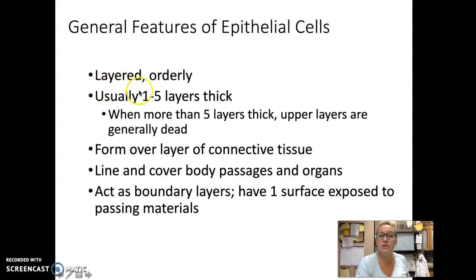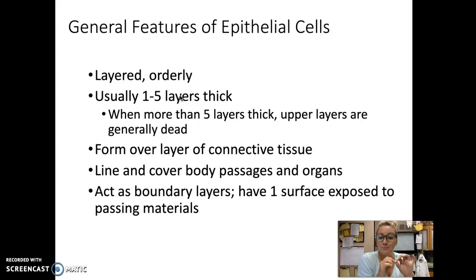General features. They are usually 1 to 5 layers thick. If it gets to be more than 5 layers, then those top layers are usually dead. Everyone go like this. You see little flakes come off of your skin. It's not like you got dandruff on your arm. That's normal. Those top layers, everything you can touch of your skin, is dead because it's more than 5 layers thick. It's usually somewhere around 30.